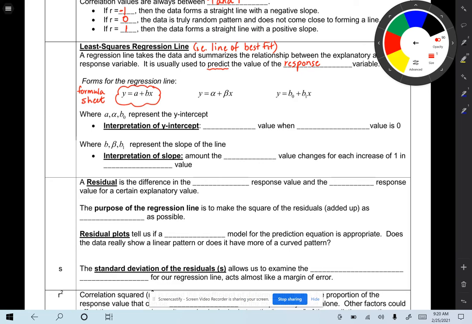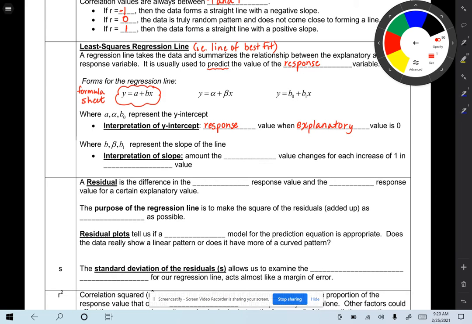And then the interpretation of the y-intercept is, it is the response variable's value when the explanatory variable's value is equal to 0. So when x equals 0, what is the y value? And that's your y-intercept. It might not always make sense in the context of the problem, so you need to make sure that you're looking at that.